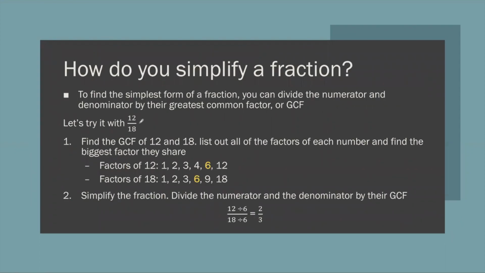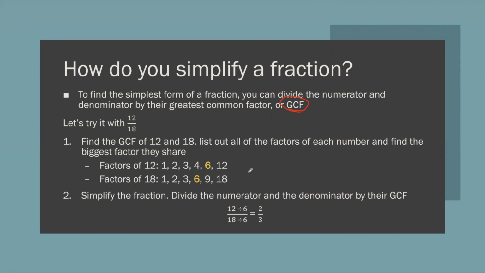So how we simplify a fraction: to find the simplest form of a fraction, you can divide the numerator and the denominator by their greatest common factor, or their GCF, which is basically just the highest number that goes into both numbers. So with 12 over 18, you're going to find the GCF of 12 and 18, list out all the factors of each number, and find the biggest factor that they share. So with 12, we have 1, 2, 3, 4, 6, and 12, and then factors of 18 are 1, 2, 3, 6, 9, and 18.